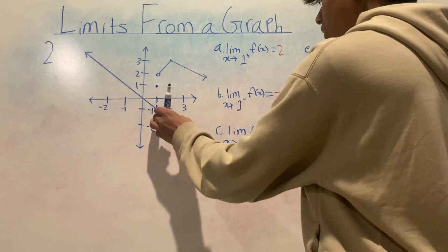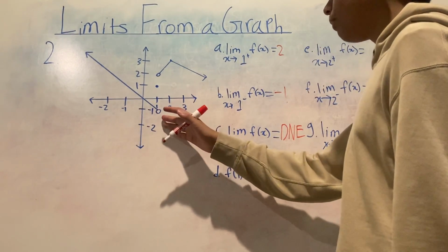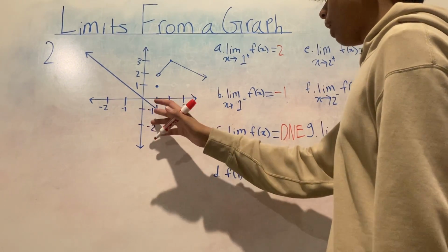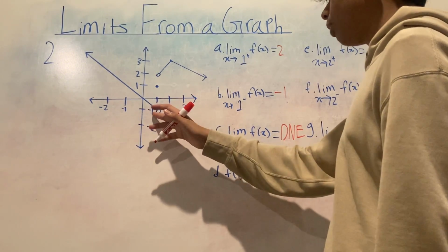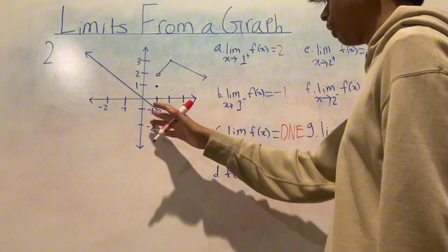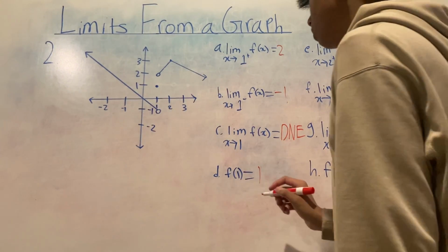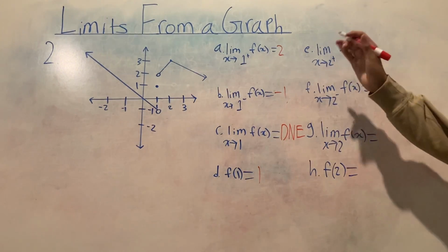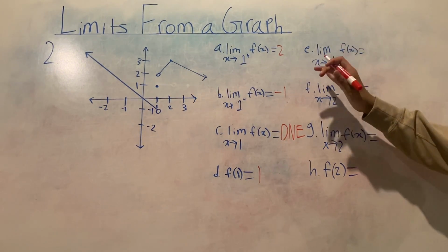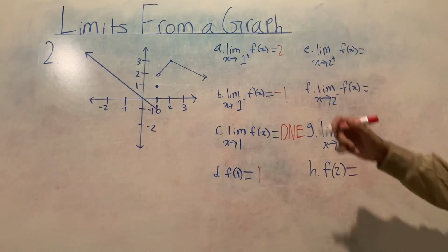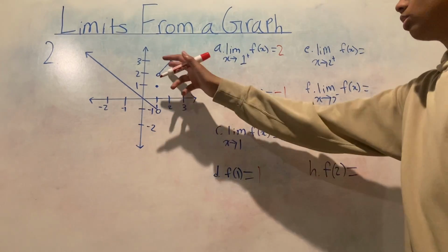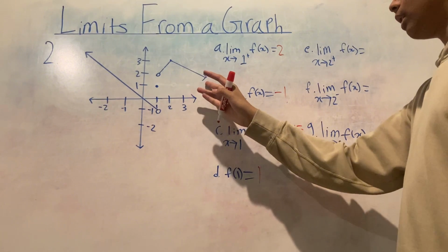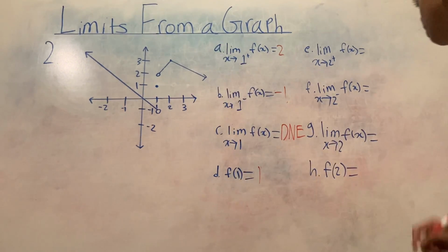And it's not these holes because when there's a hole, what it's really saying is that the graph gets infinitely close to that point, but there's not an actual point over here. So that's why f of 1 equals 1. Now for E, we have limit as x approaches 2 from the right. So x approaches 2 from the right gets to 3 because there's a graph over here and it approaches 2 and it gets to 3.